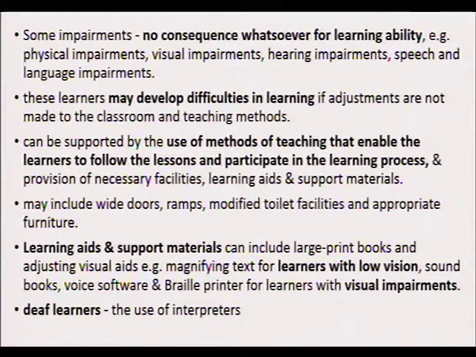When we think of what kind of support we can give them, we think of, for instance, wide doors, and ramps for wheelchairs, modified toilet facilities and appropriate furniture. We can also have learning aids and support materials which include large print books and adjusting visual aids, for example magnifying text for learners with low vision, sound books, voice software and braille printers for learners with visual impairment. And for the deaf learners, for example, we can make use of interpreters.